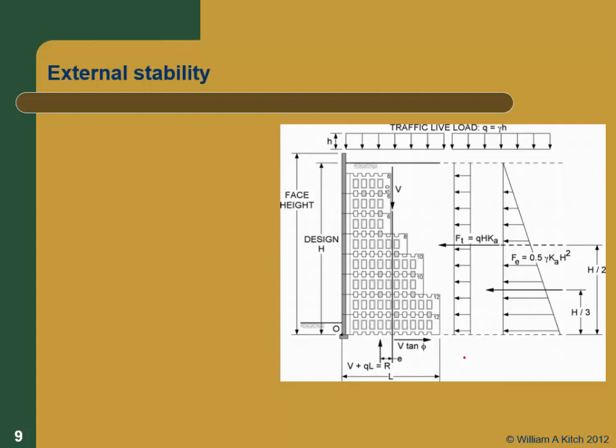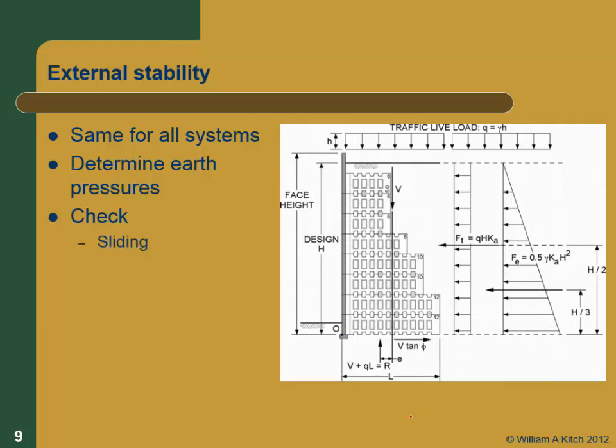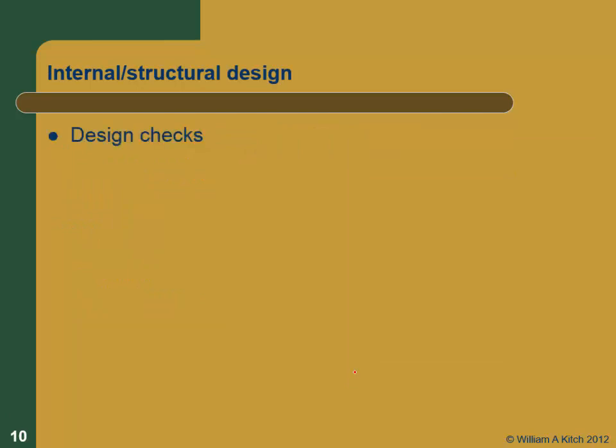So in our external design, we're going to have our loads. It's the same for all the systems. We're going to determine the earth pressures, and we're going to check sliding, overturning, bearing capacity, and settlement. Now, the free body diagrams we use for each of these systems are going to be slightly different, but it's the same thing. So that process is going to be the same as what we did for cantilevered walls. And the internal design is a different thing.